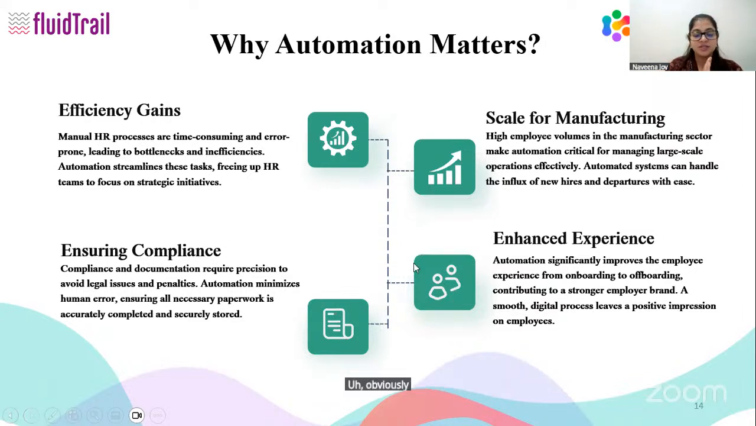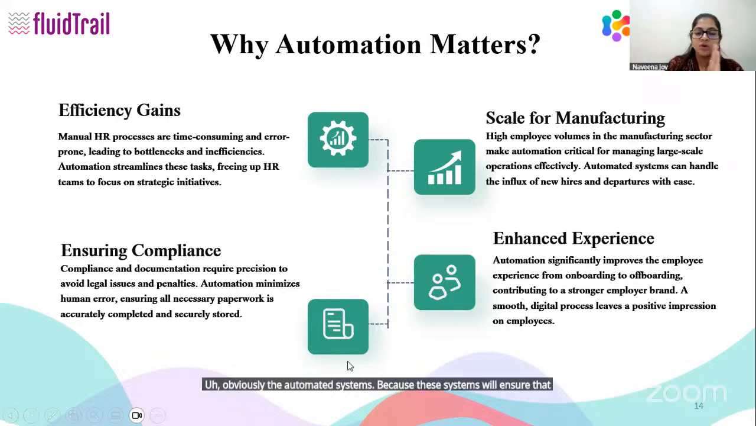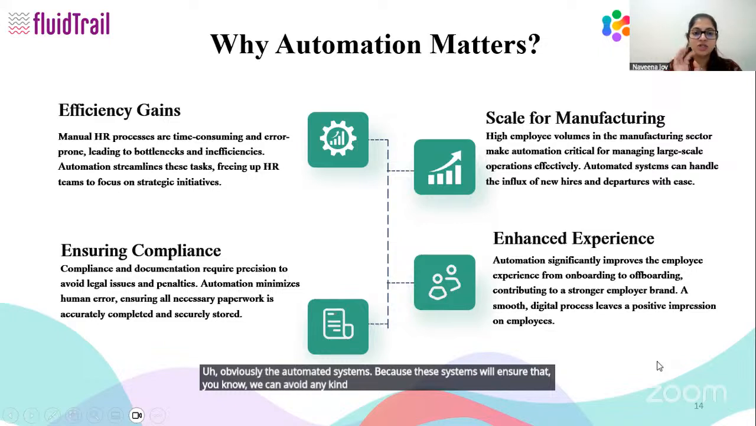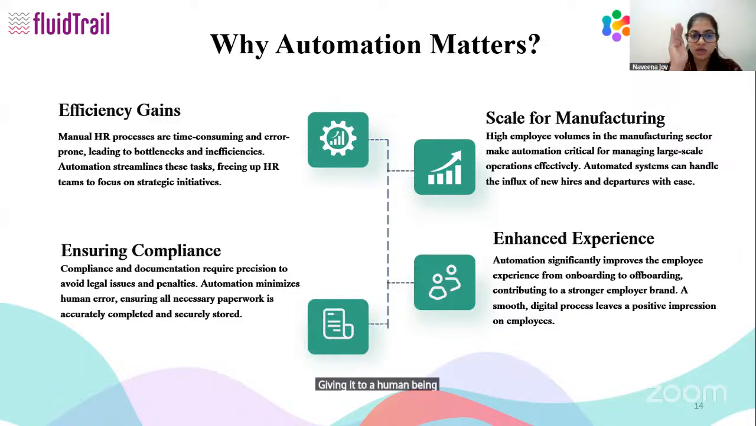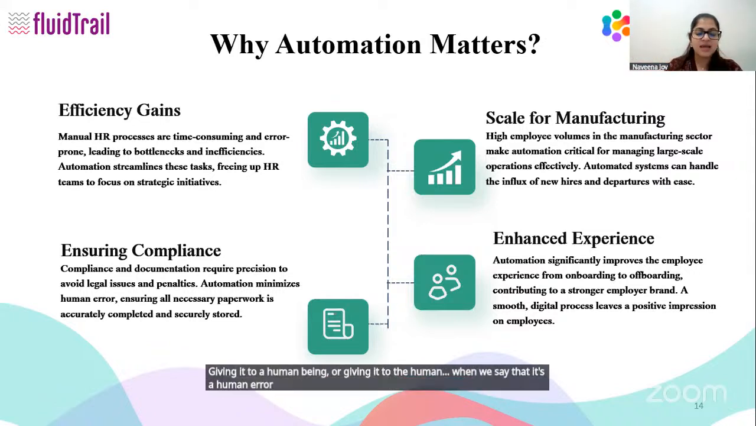the automated systems, because these systems will ensure that we can avoid any kind of legality issues, because the system is predicting it or the system is handling it, rather than giving it to a human being. When we say that it's a human error, rather than saying that, let's just put it into an automated source so that it becomes clearer and simpler.